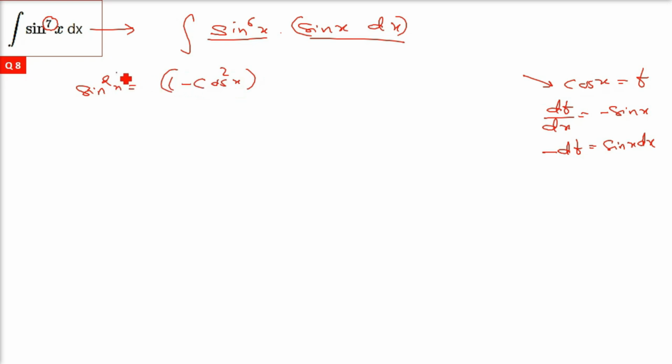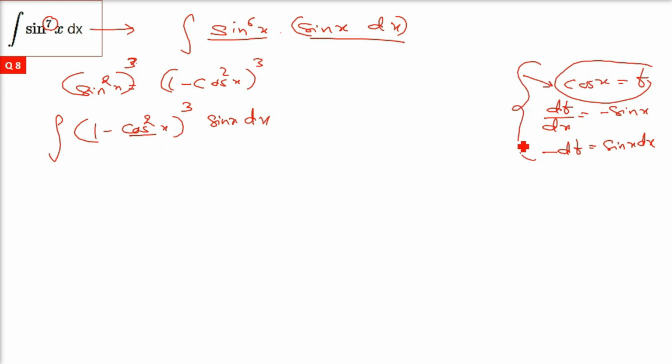use this t. Sin square x is 1 minus cos square x because sin square x plus cos square x is equal to 1. So when we write sin square x equals 1 minus cos square x, if we take the power 3, it will be sin^6 x. So we have to write (1 minus cos square x) to the power 3 in order to make it sin^6 x. Sin x dx is already there, and when we differentiate t equals cos x, we get negative dt equal to sin x dx.